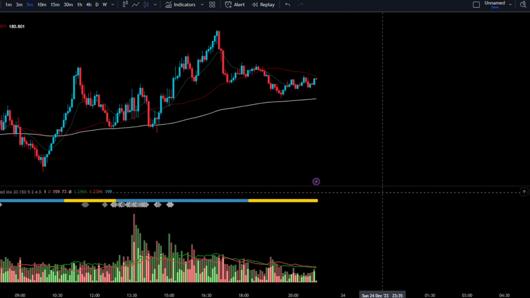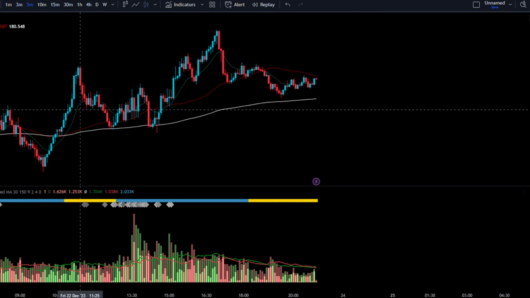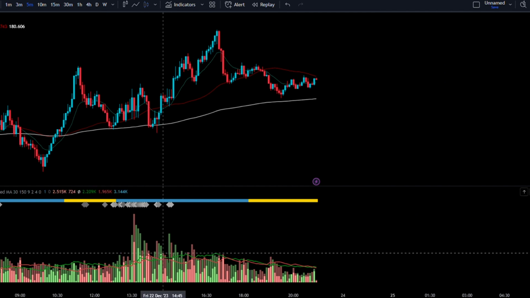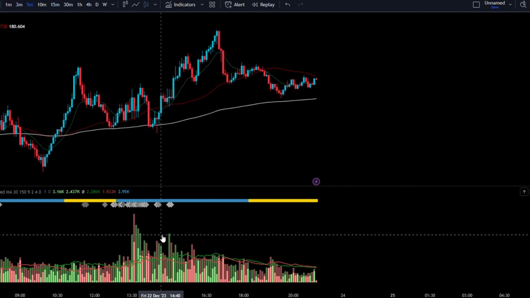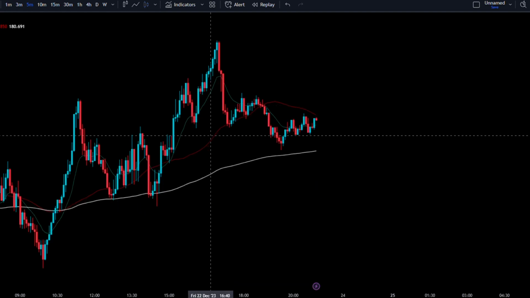So for this, we're only going to be using one indicator as well as price action. I'm only going to keep this volume indicator down below just so you guys can see exactly why I'm going to enter when I decide to enter. So let's delete these and then re-add them.